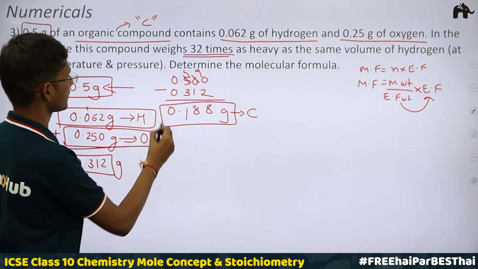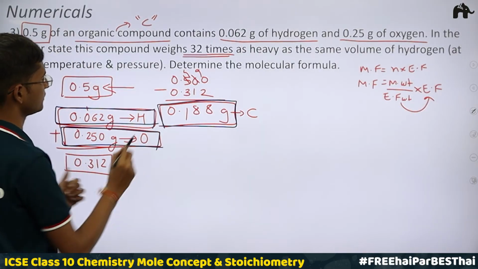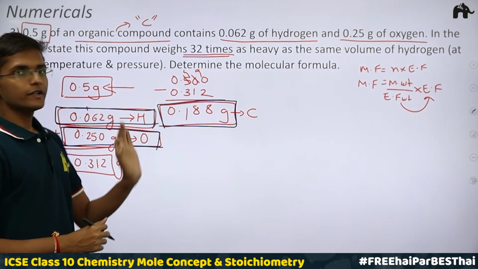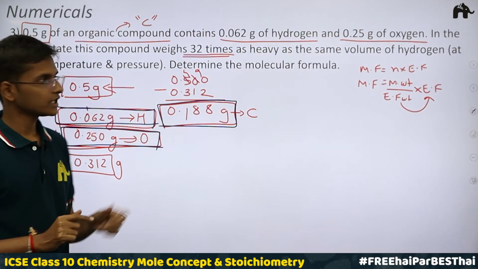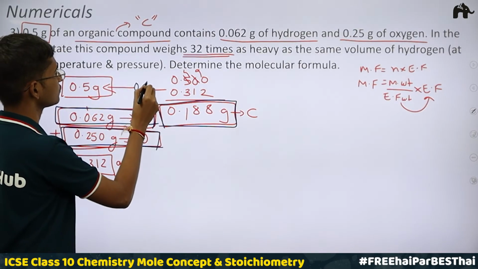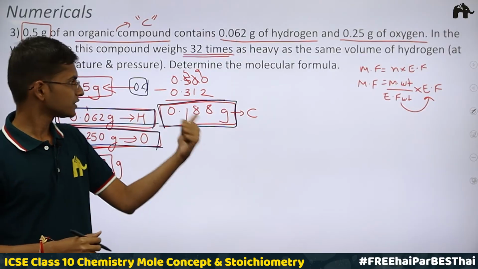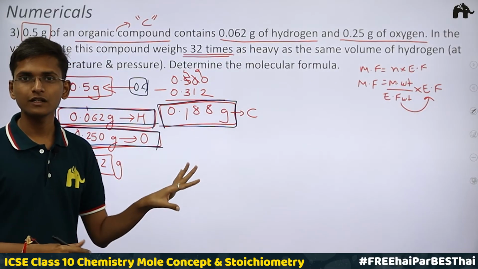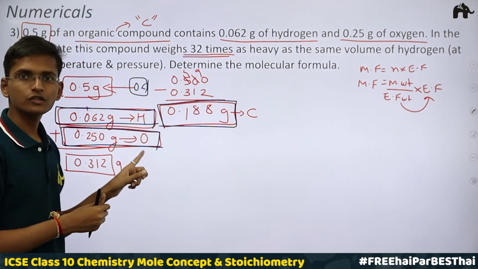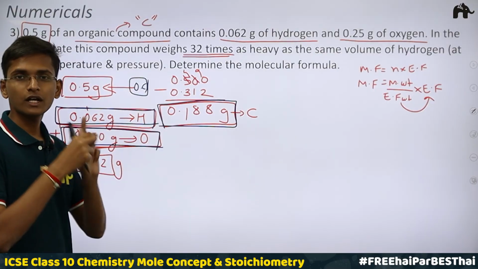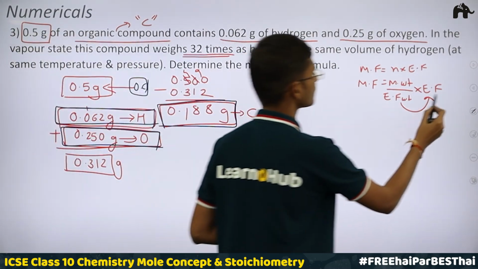Let me highlight it with some other color so that these three things are clearly visible to you. Now what we have to simply do is find the percentage by weight of each element in this 0.5 grams of organic compound. Once we get the percentage by weight, we know the atomic weights of carbon, hydrogen and oxygen as well. So by using the percentage composition of this organic compound and the atomic weights, we can derive our empirical formula, right?